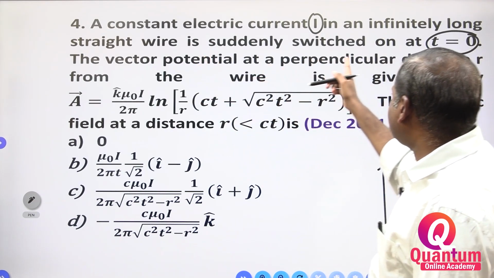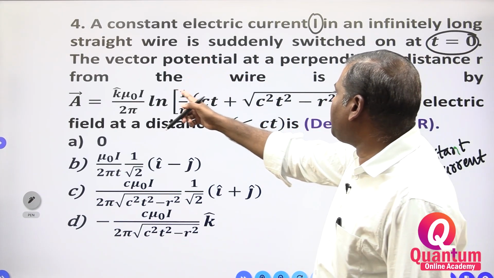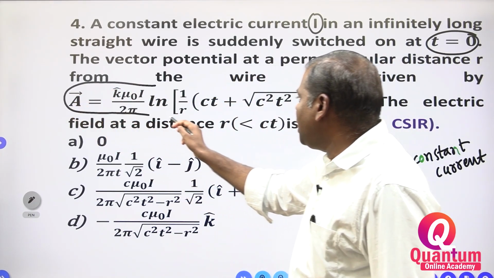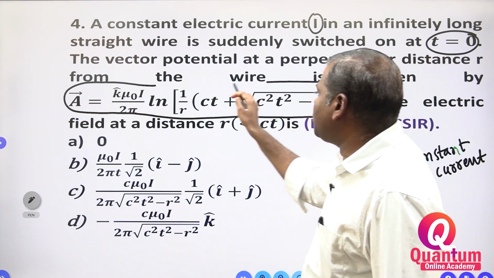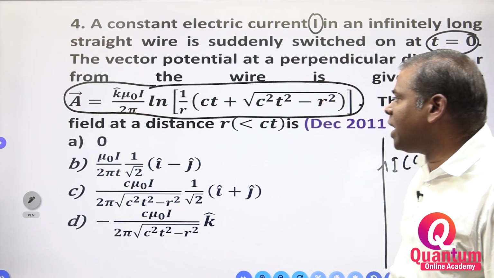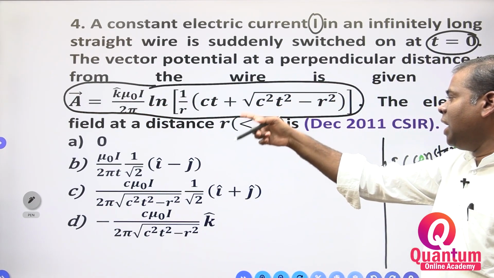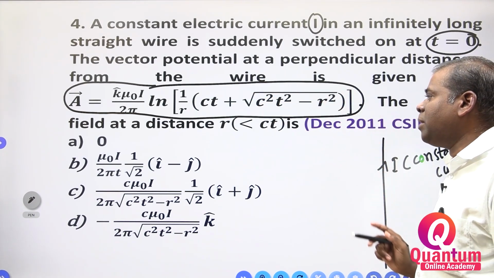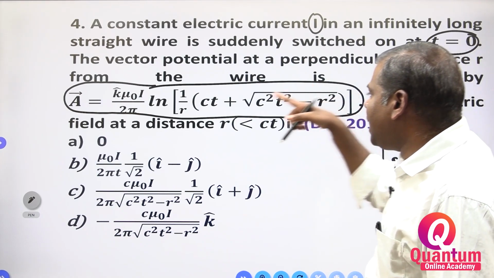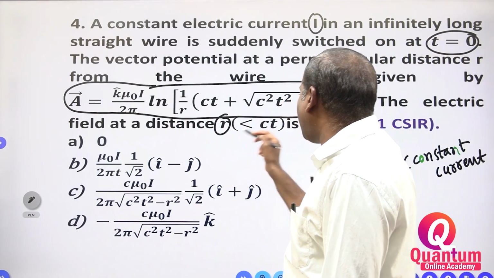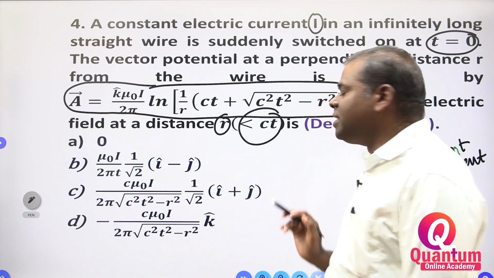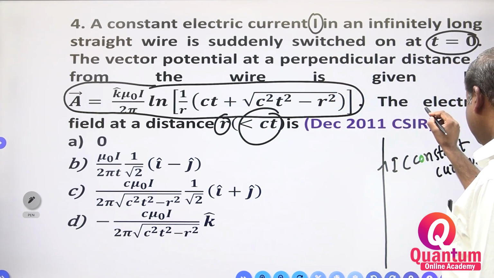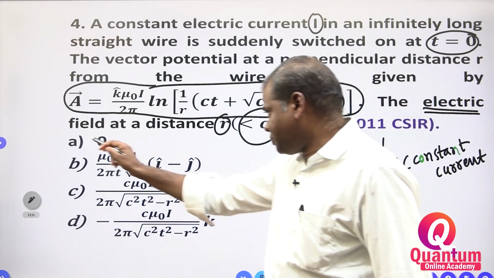The vector potential at perpendicular distance r from the wire is given by A = -k̂ μ₀I/2π ln[(1/r)(ct + √(c²t² - r²))]. The electric field at a distance r less than ct is to be found.